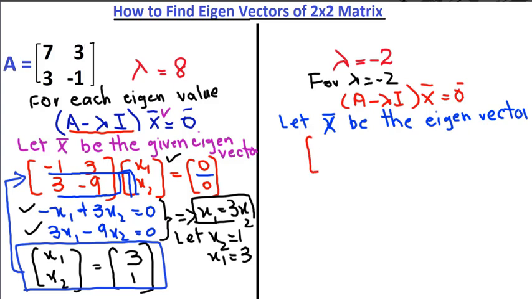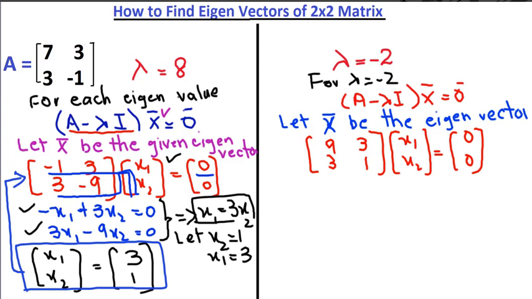After solving, I'll get minus 1. Keep in mind that A minus lambda I will be different for both the eigenvalues, because the eigenvalues are different. So while solving it, the value of this matrix will be different. For lambda equals minus 2, it will be 9, 3, 3, 1, and the corresponding eigenvector x1, x2 equals the zero vector, that is 0, 0.